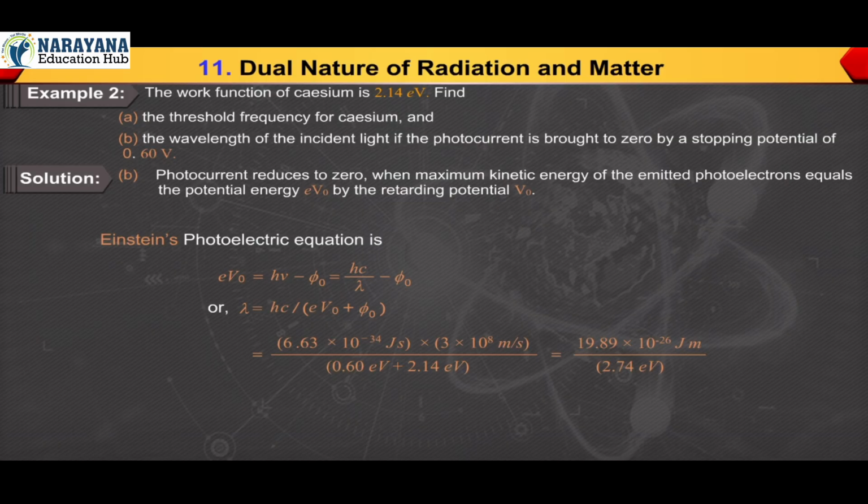19.89 into 10 raised to minus 26 joule meter upon 2.74 electron volt. Therefore, λ is equal to 19.89 into 10 raised to minus 26 joule meter upon 2.74 into 1.6 into 10 raised to minus 19 joule is equal to 454 nanometer.